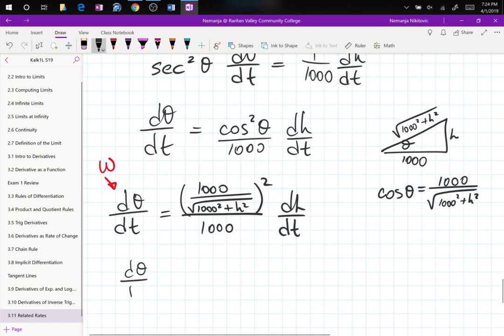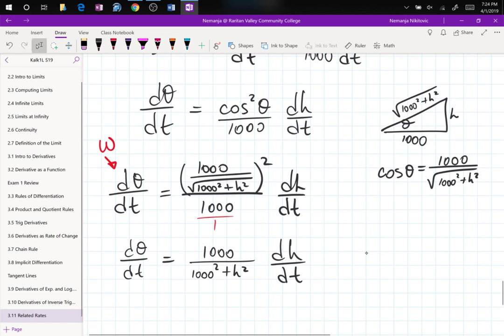So d theta dt, and now you apply the square. When you get 1000 squared, one of the thousands will cancel with the other one. This is over 1 over here. So what do we get? We get 1 times 1000 squared, so 1000 on top. The bottom will have 1000 cancel with the other one. The square root dies for a square, so it's 1000 squared plus h squared, times dh dt. So now, that's your formula.